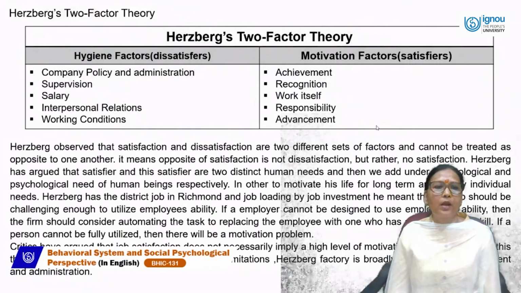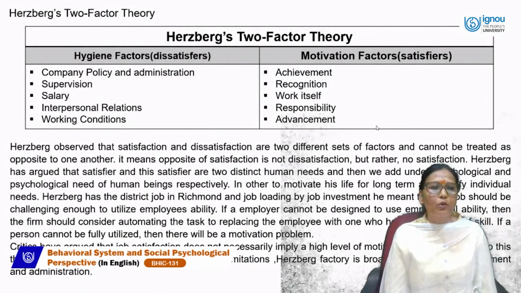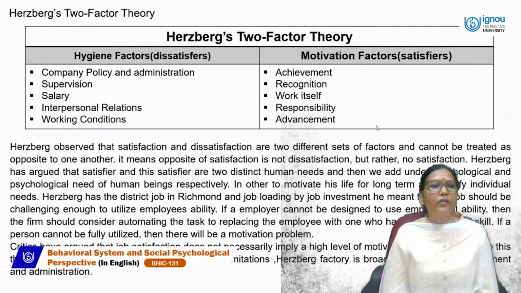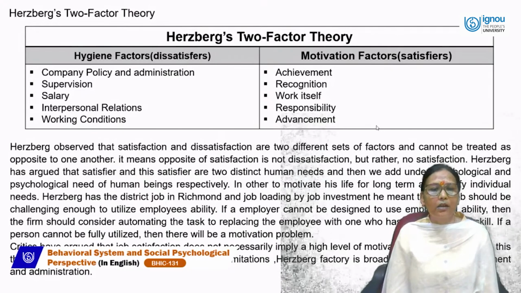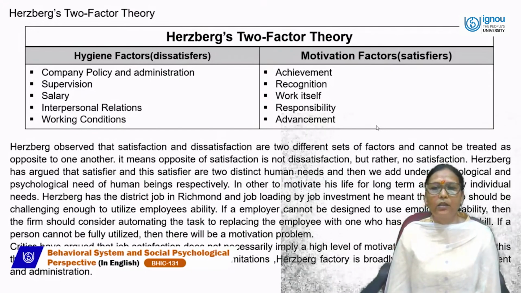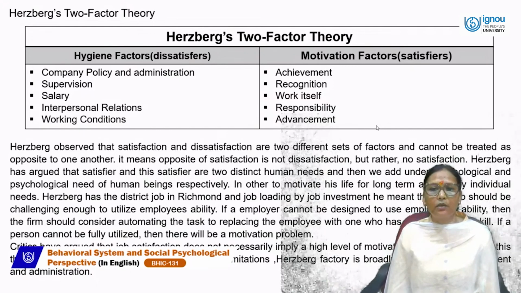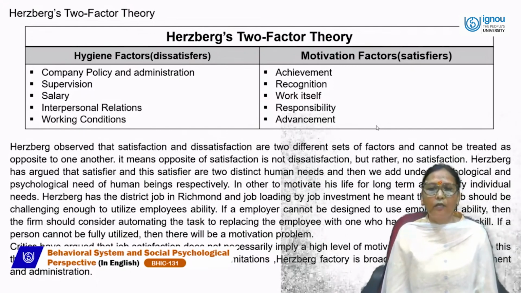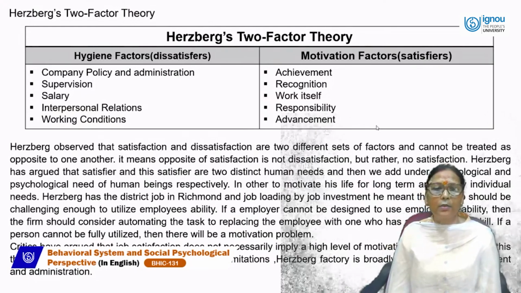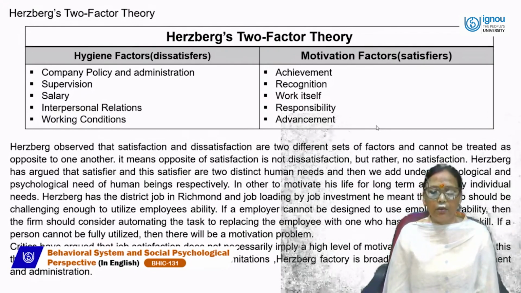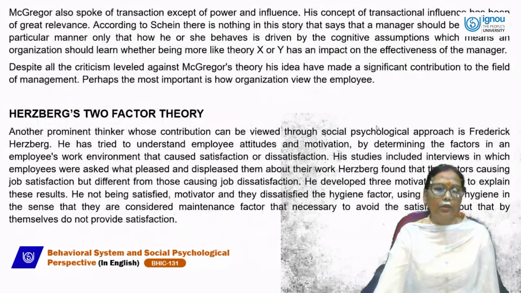Company policy and administration, supervisors, salary, interpersonal relations, and working conditions give the workers a dissatisfying approach. Next, if they give the motivation factors, that is achievement, recognition, work itself, responsibility, advancement, and increment, all these are the motivation factors needed to satisfy a worker.